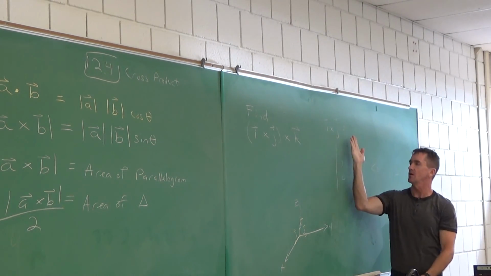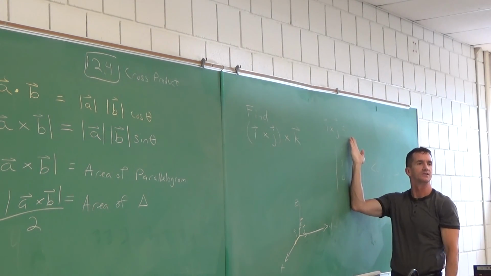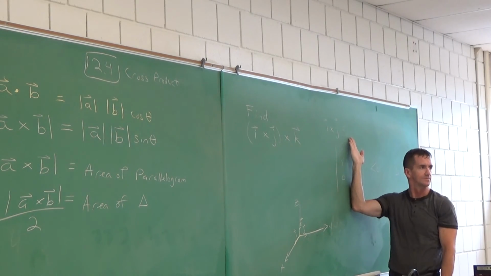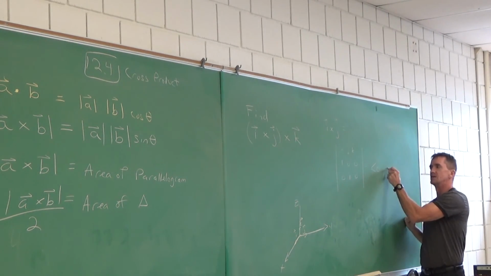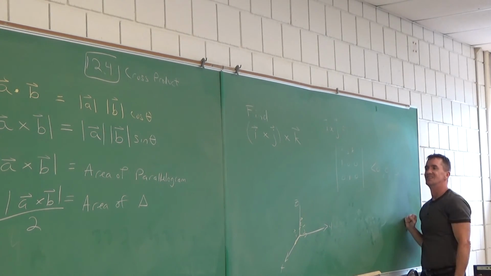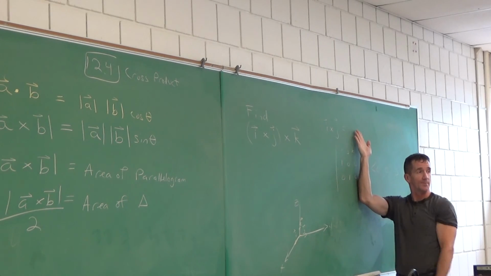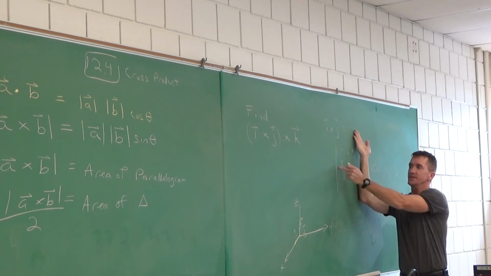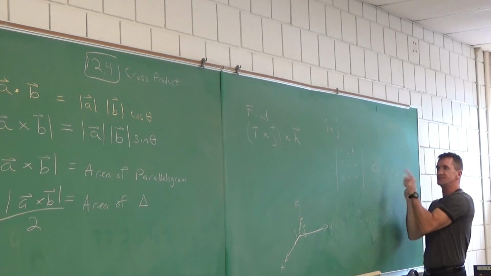Do the second component, but don't forget to change the sign. 1 times 0 minus 0 times 0, change the sign. 0. I'm just doing AD minus BC. Negative 0 is 0. And how about the last component? See, I'm wiping out the third column. 1 times 1 minus 0 times 0. 1. This is I cross J.